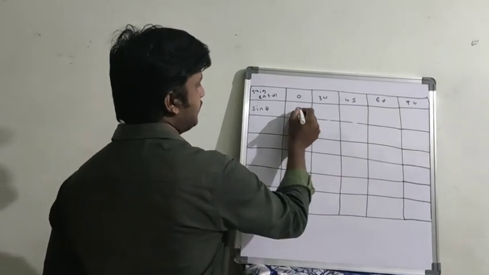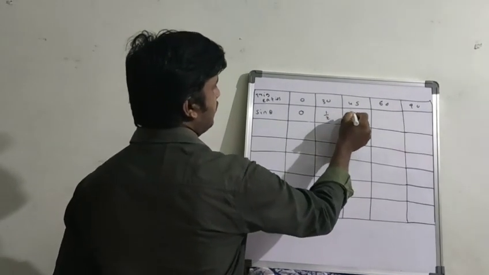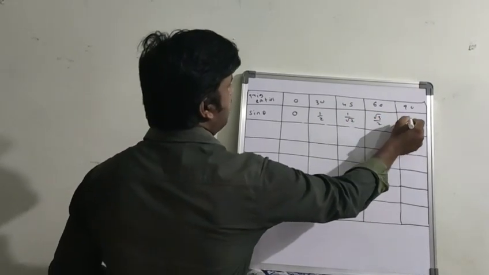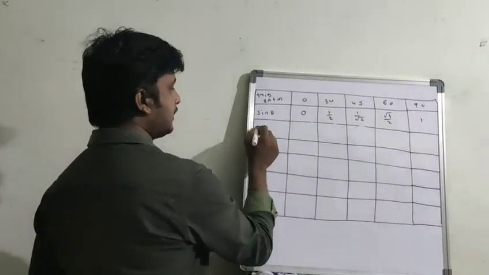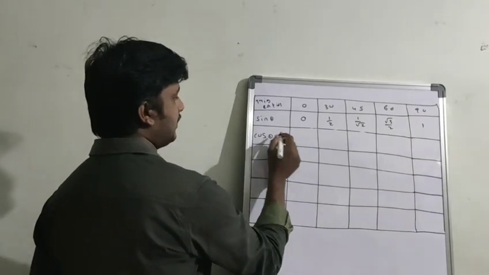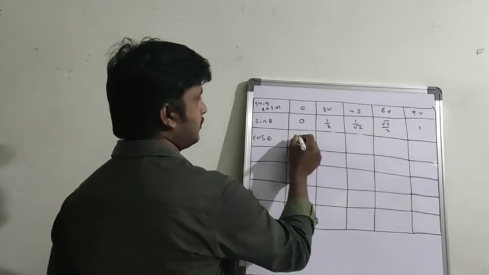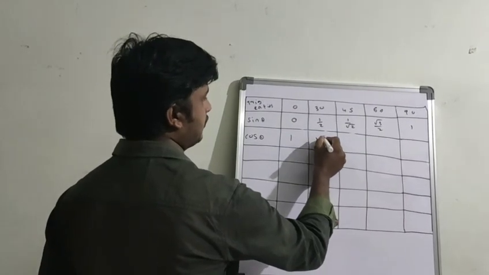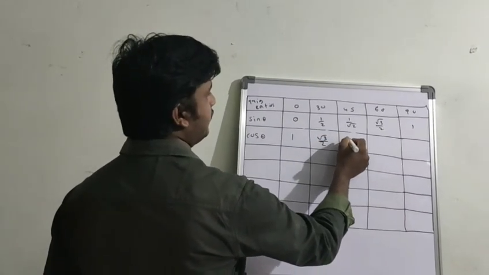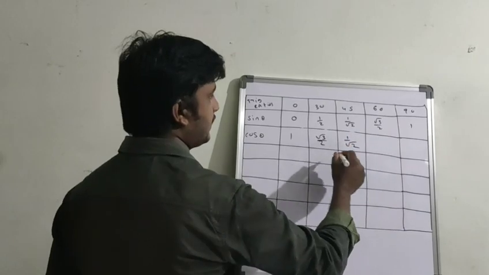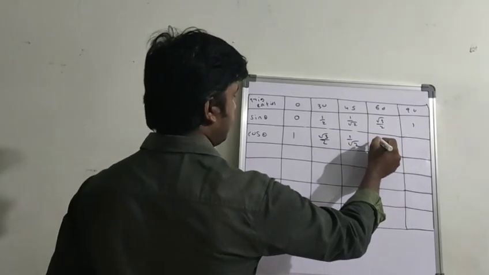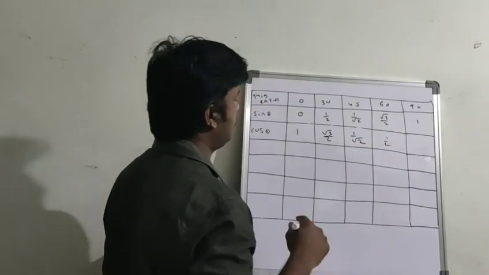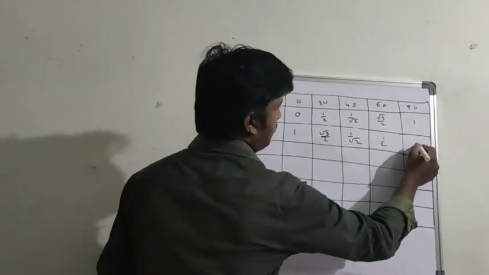So sin 0 is 0, sin 30 is 1 by 2, sin 45 is 1 by root 2, sin 60 is root 3 by 2, sin 90 is 1. If you know the sin theta values, for cos theta you have to write them in reverse order. So sin 90 is cos 0, sin 60 is cos 30, sin 45 is cos 45, cos 60 is sin 30, 1 by 2, and cos 90 is sin 0, which is 0.